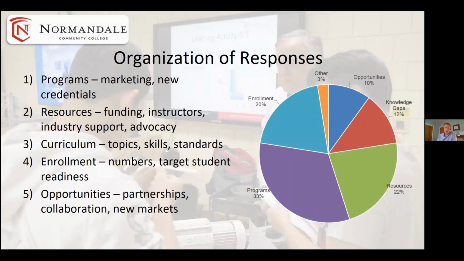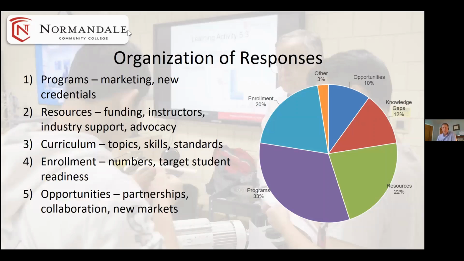So we took all of those gaps and we looked at them, and they tended to organize themselves into one of 5 major categories. And these are the categories that we're going to try to zero in on the breakout session. So the gaps tended to fall, and you can see that at least for the first 3, they're fairly equal: enrollment, programs, and resources. Knowledge gaps probably coming in 4th, and then opportunity.